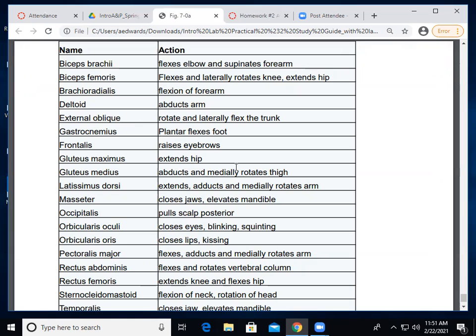Deltoid in your shoulder: when that muscle contracts, what's it do? It abducts your arm, right? External oblique contracts your abdomen, and it's diagonal, so if it contracts on one side, you're going to essentially rotate, so it can help you turn. And it laterally flexes, because you're flexing away from the midline. So if you're doing ab exercises like that, you're working out your external obliques.